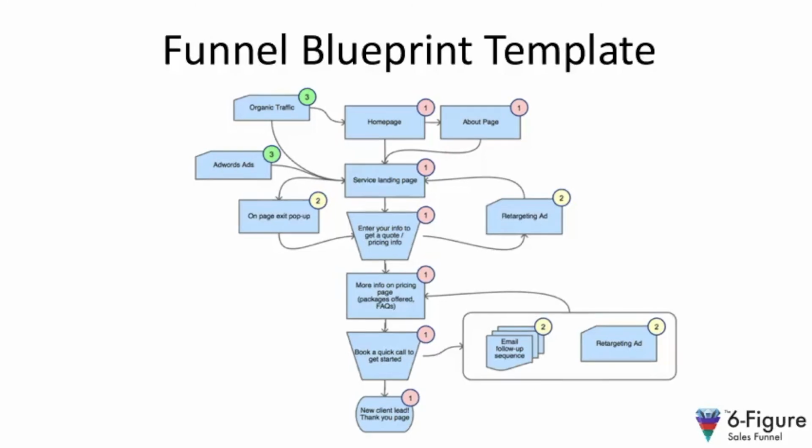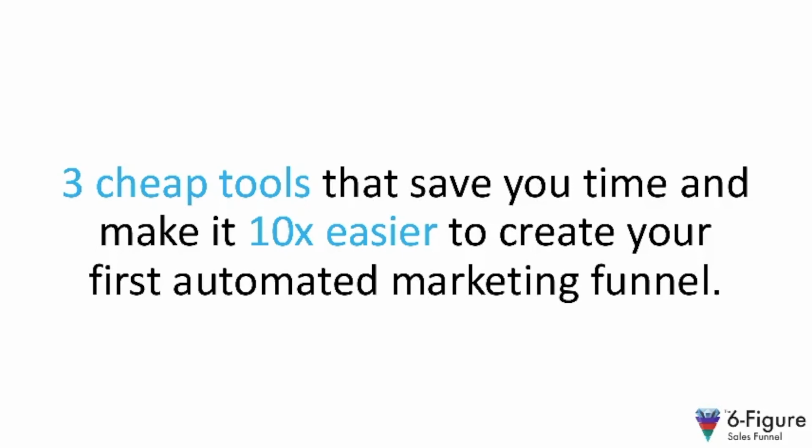Now, in this second video, I'm going to show you the funnel blueprint template that we use for both info product businesses and service-based business clients. This template is a visual diagram that explains how leads flow through the funnel and how all the pieces fit together. I'm also going to give you 3 cheap tools that save you literally hours of time and make it 10 times easier to create your first automated marketing funnel. In fact, the third tool that I'm going to share is actually the simplest, but it's also one of my favorites, so you'll see why in a bit.